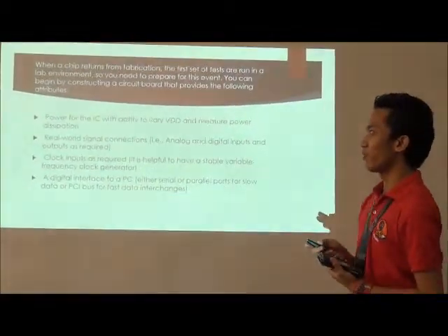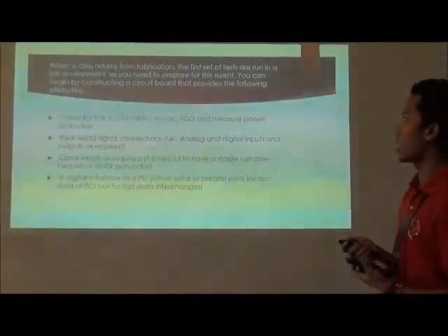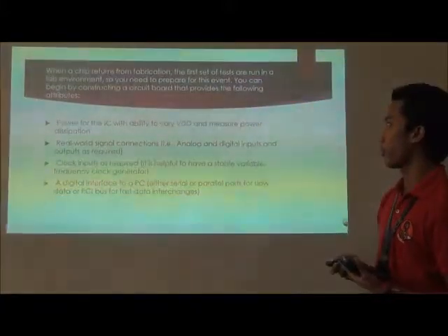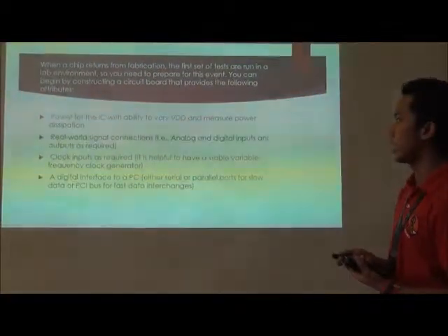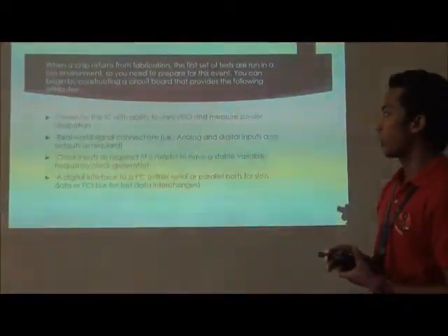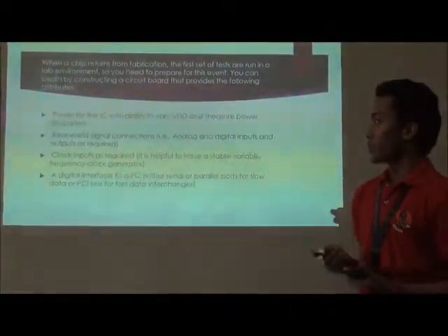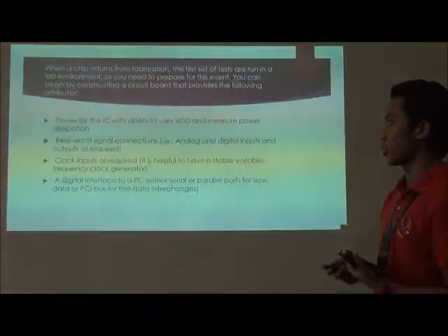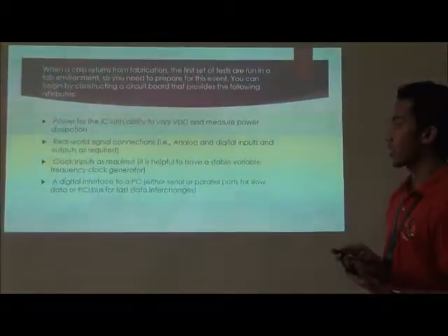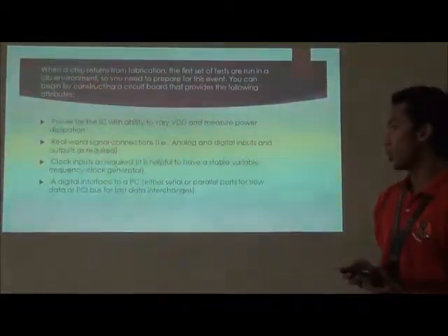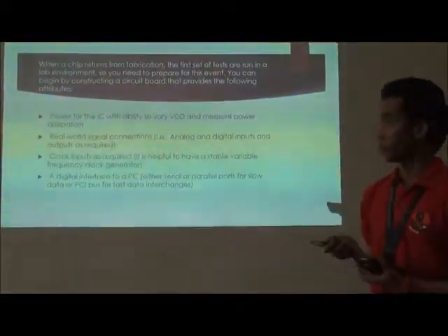When a chip returns from fabrication, the first set of tests are run in a lab environment. So you need to prepare for this event. You can begin by constructing a circuit board that provides the following attributes. First, power for the IC, with the ability to vary VDD and measure power dissipation. Next, real-world signal connections, for example, the analog and digital inputs and outputs as required. Third is a clock input as required. It is helpful to have a stable variable frequency clock generator. And last is the digital interface to a PC, either serial or parallel ports for slow data or PCI bus for fast data interchange.